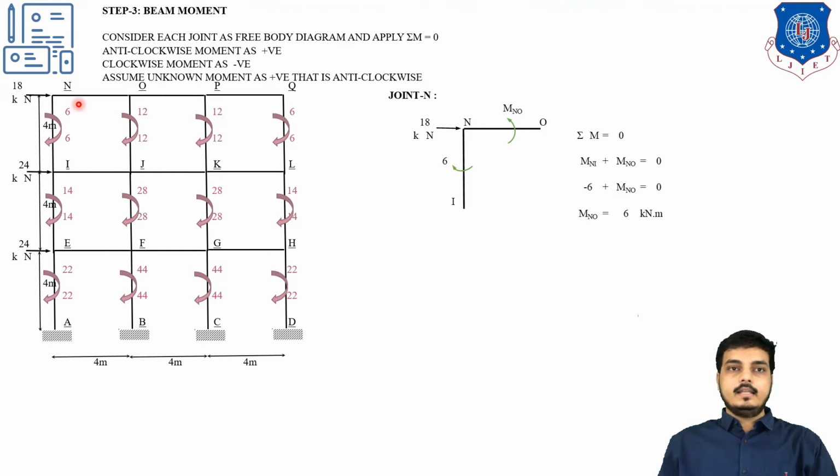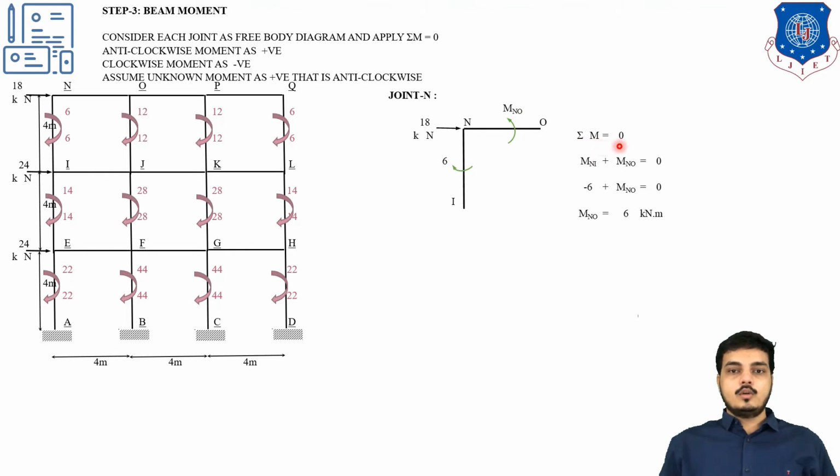Now we'll again start from the top story and all the top junction points. So let's start with the point N. I have looked at this point N and its adjoining members are N to O and N to I. Right now we are finding out the moments for the beam portion, so we will take them one by one. This is my point in which this 6, which we have already found out in the previous step, step number 2, is a clockwise moment, and as mentioned in the step, assume the unknown as anti-clockwise, a positive direction. So let's see how to solve.